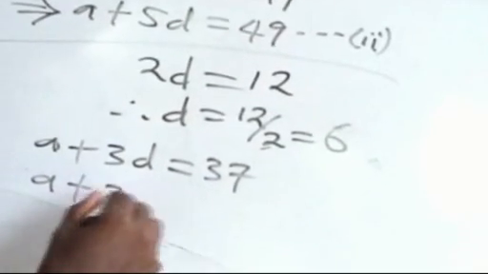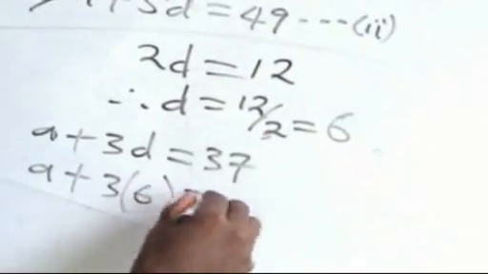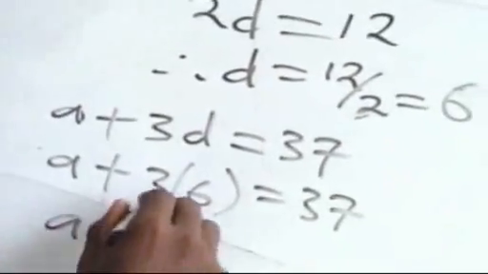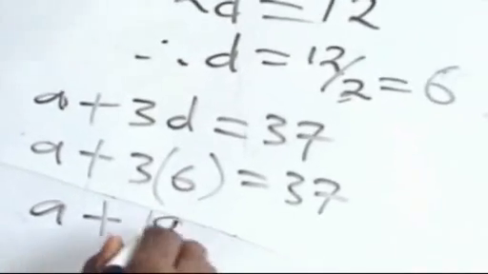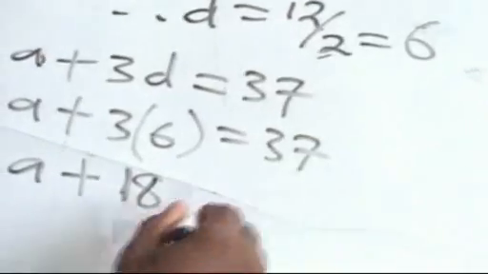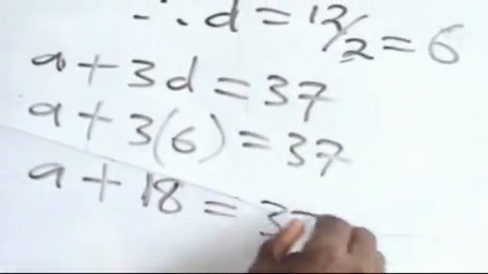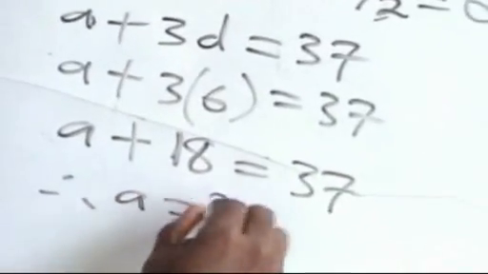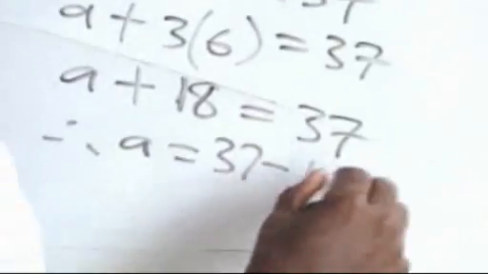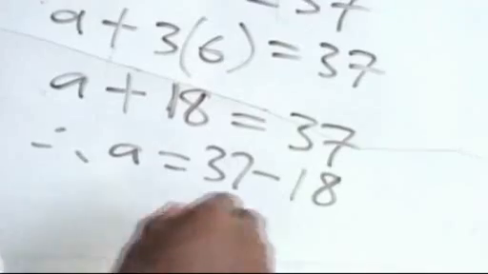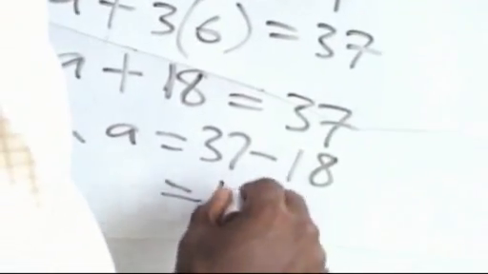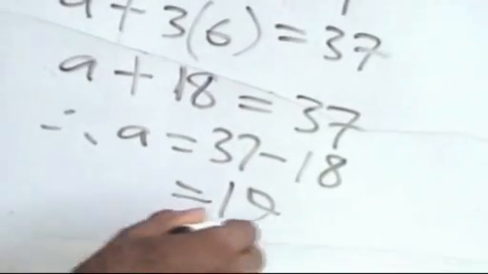A plus 3 into 6, which is our d, is equal to 37. A plus 3 times 6 is 18. A plus 18 is equal to 37. Therefore, a is equal to 37 minus 18, which will give us 19. That is the value of our a, and that is the first term. The first term is a, that is 19.